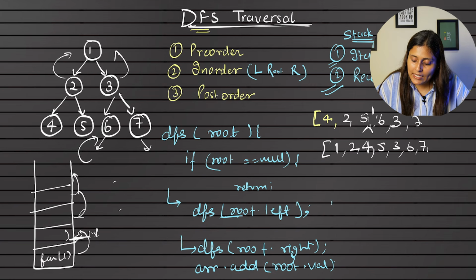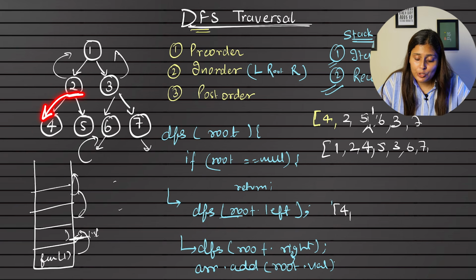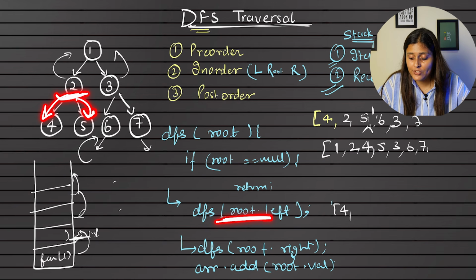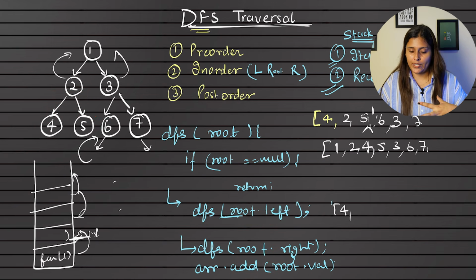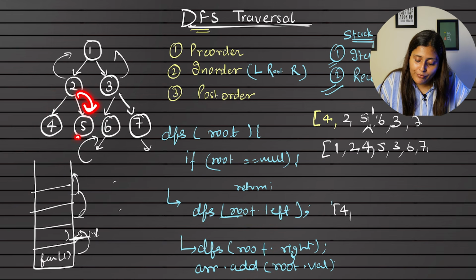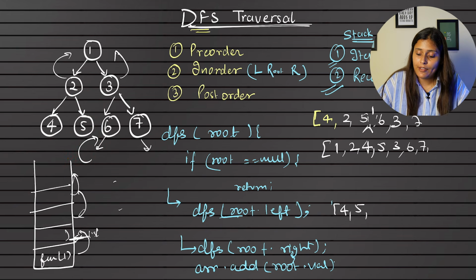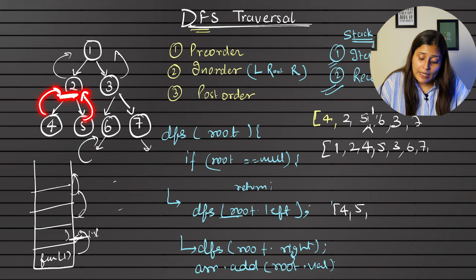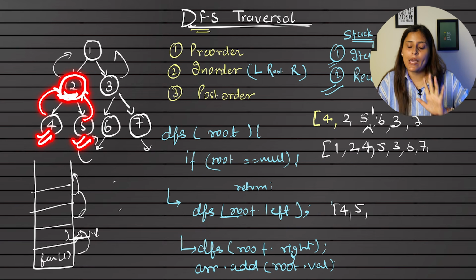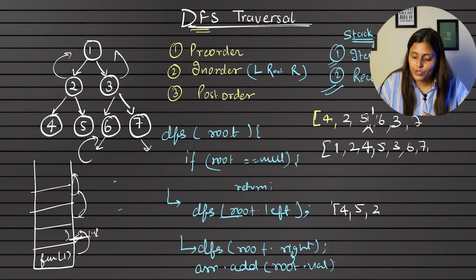Okay, so 4 will get added. Now 4 was 2's left, so we'll not try to add 2 now. We'll go for the right child because that's what we say: left child, then right child, then root priority. So we'll go for 5. Now for 5 also left null, right null, and now we'll add 5. So after 4, can I say 5? Now this will also get returned after 4. So now for 2, left has been returned, right has been returned. So now it's time for root's priority, so we will write 2 here.